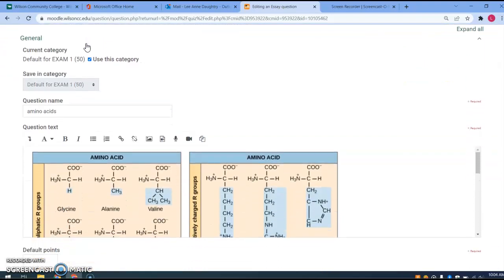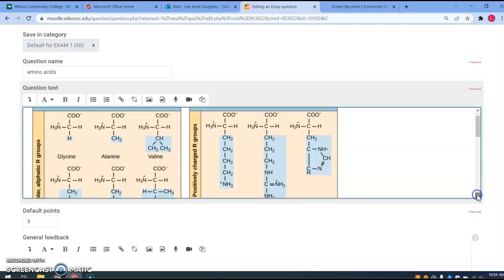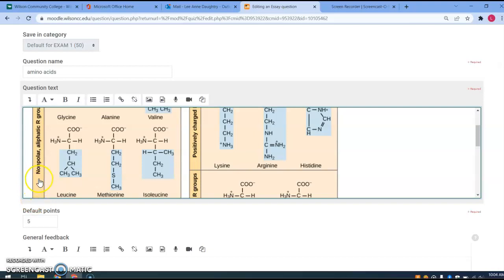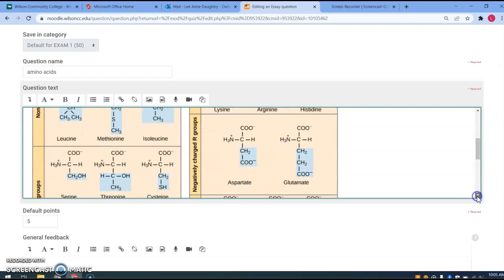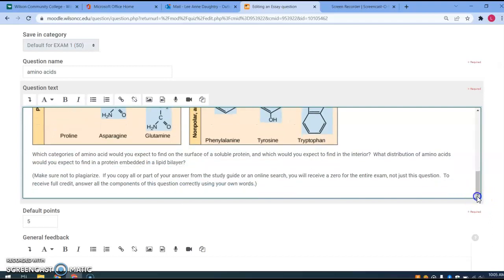shows you a chart of amino acids, and it asks you about the categories of amino acids. So the categories are going to be over here on the left side of each chart. Nonpolar, aliphatic R groups, negatively and positively charged R groups, polar uncharged R groups, nonpolar aromatic R groups. Those are your 5 groups. So when I ask you about the groups, that's the groups it's referring to.